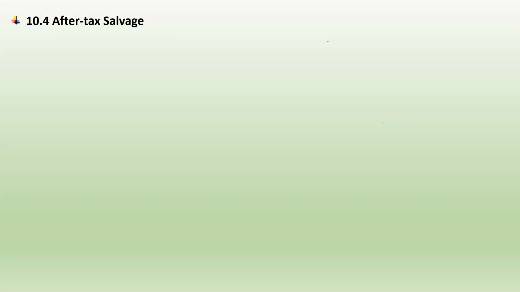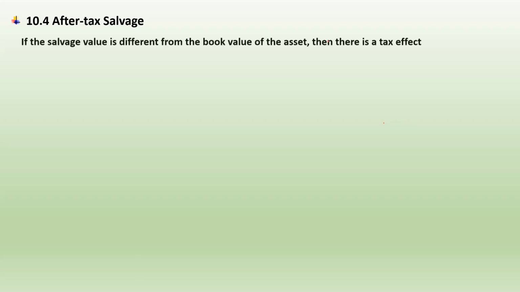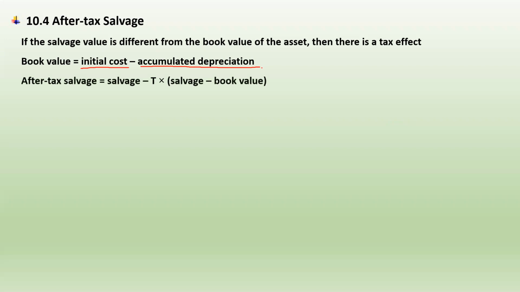And then if you have a profit from selling the equipment or plant, those fixed assets, you will have to pay tax. And we need to include the after-tax salvage value in the cash flow from assets. So if the salvage value is different from the book value of the assets, there's a tax effect. And the book value equals the initial cost, which is the capital expenditure, minus accumulated depreciation over the whole tax years, like over the whole useful life of this equipment.